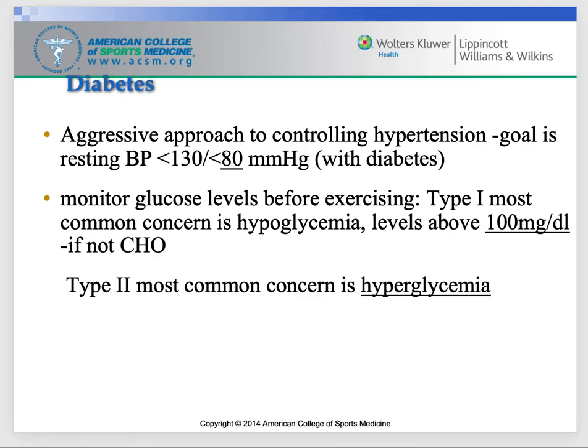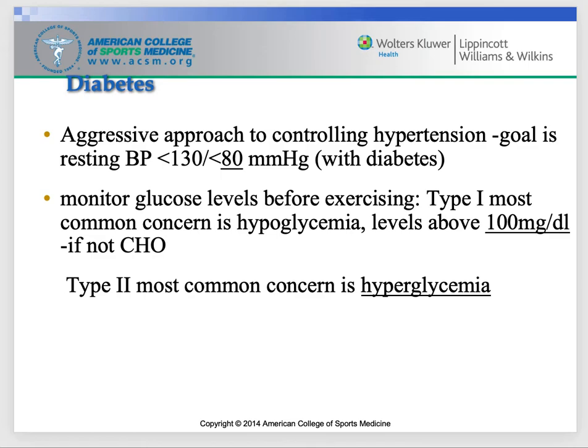So the thing about diabetes is it also affects blood pressure. As you noticed a few slides ago, I talked about 140/90. Now the number has changed. With diabetics, with anyone diagnosed with diabetes, type 1 or type 2, control of hypertension needs to happen earlier.